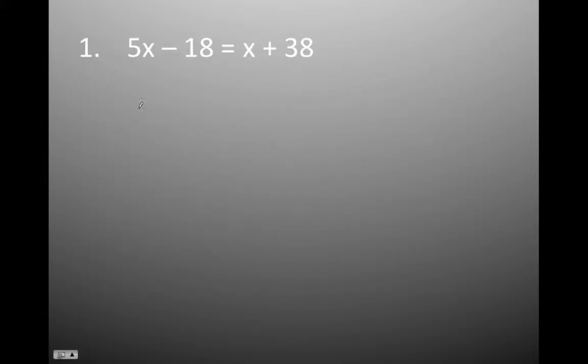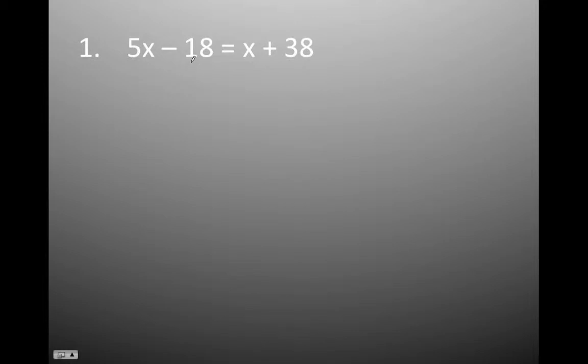Okay, let's take a look at this example. We have 5x minus 18 equals x plus 38. Notice we have a variable on the left side and a variable on the right side. It's not going to change much in what we do. Distributive property, step 1, nothing to distribute. Step 2, combine like terms on the same sides. Can't combine them. Step 3, move the variables to one side, move the constants to the other.